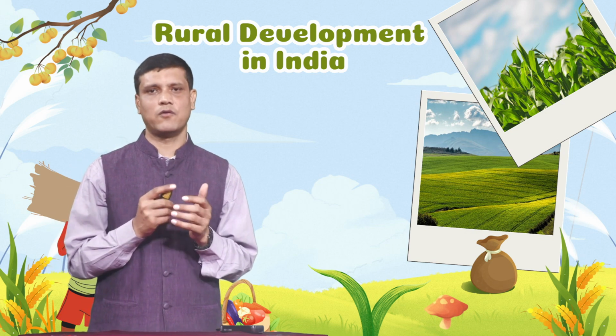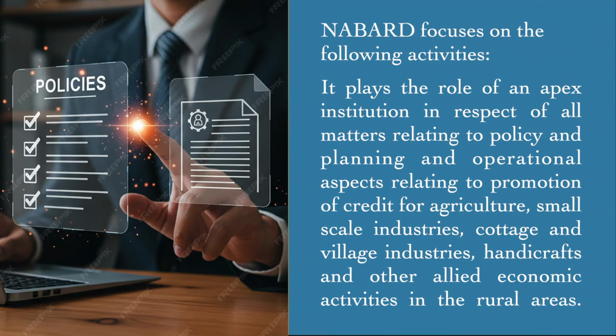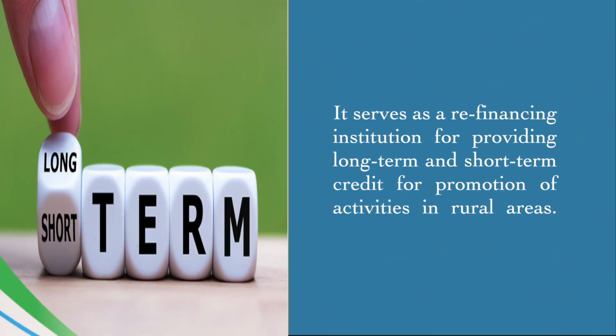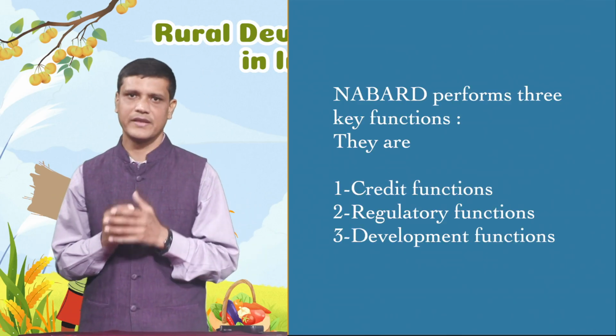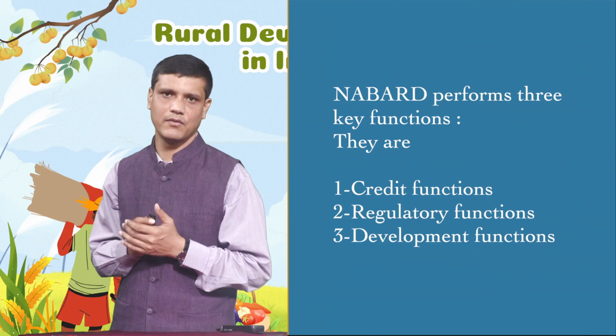NABARD focuses on the following activities. Number one, it plays the role of apex institution in respect of all matters relating to policy, planning, and operational aspects relating to promotion of credit for agriculture, small-scale industries, cottage and village industries, handicrafts, and other allied economic activities in the rural area. Number two, it serves as a refinancing institution for providing long-term and short-term credit for promotion of activities in rural areas. NABARD performs three key functions. They are: number one, credit function; number two, regulatory functions; and number three, development functions.